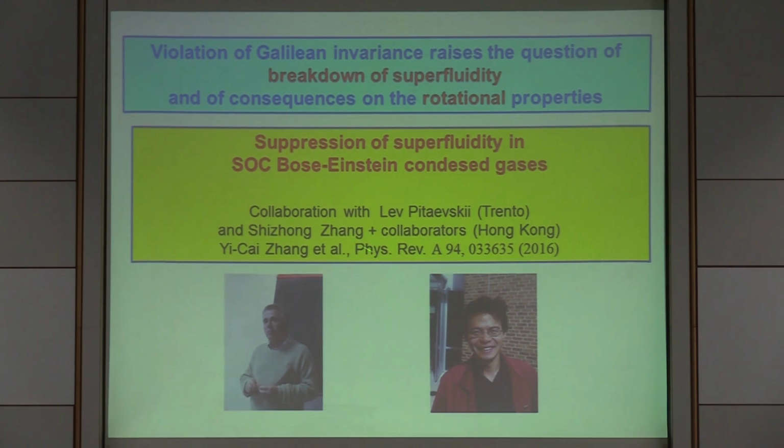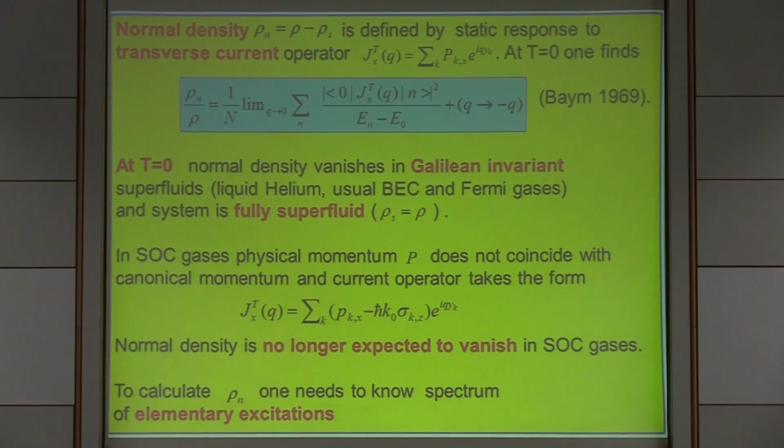The first thing that we investigated in this paper in collaboration with Lev and Shizong Zhang in Hong Kong and his collaborators was the suppression of superfluidity when you have such spin-orbit coupling. And to this purpose, what one has to do is calculate the normal density defined as the static response to a transverse current operator, in particular at zero temperature, which is the simplest case that we want to address.